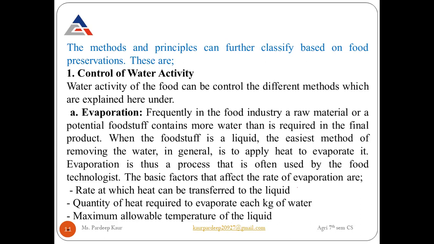So in order to control the water content in the food, we can heat up the food material, so the water present in that food material evaporates by heating. In this way, technologists consider factors that affect evaporation: the rate at which heat can be transferred into the liquid, the quantity of heat required for evaporating 1 kg of water from the food material, and the maximum allowable temperature to evaporate the liquid from the food material.